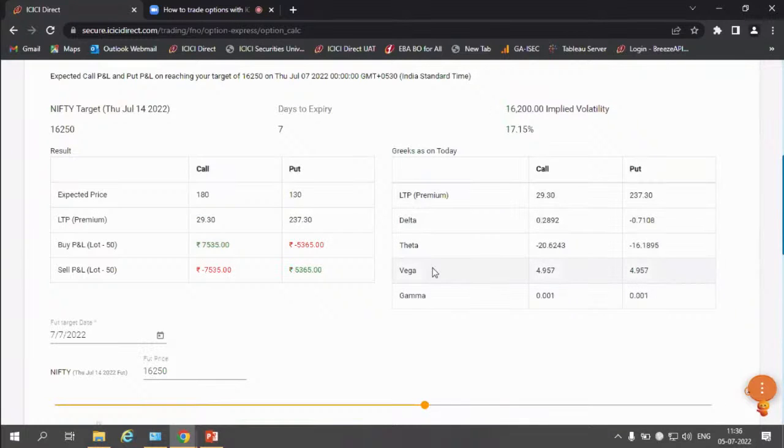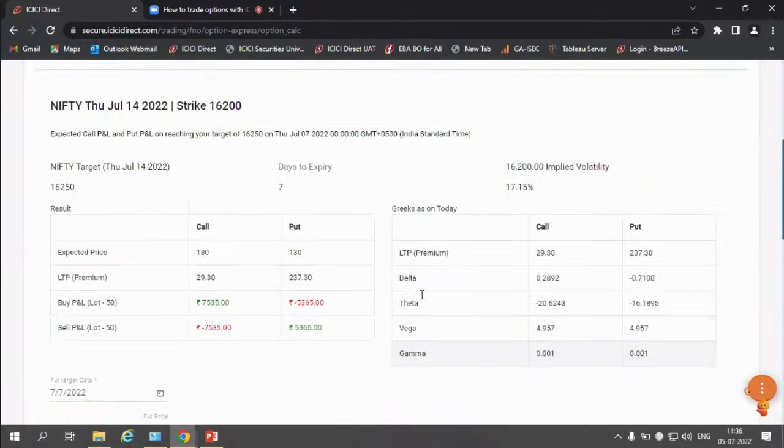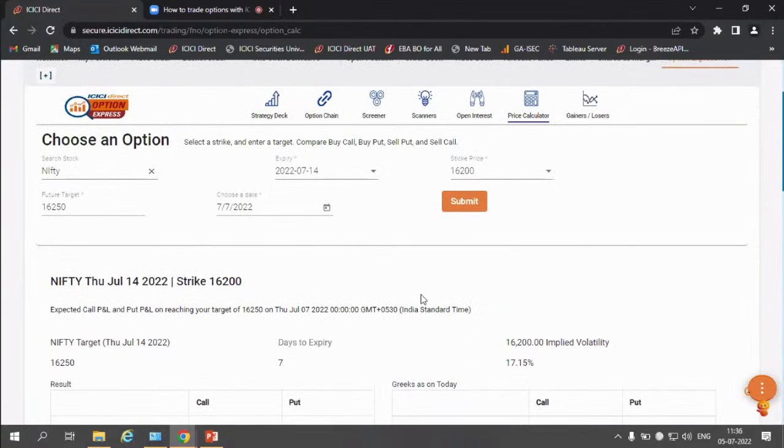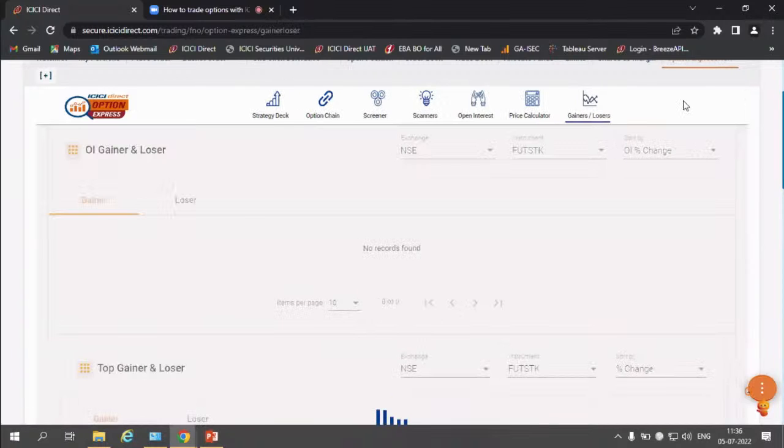And that's how you will be able to play with this options calculator, and you'll be able to predict beforehand, before taking the position, what sort of strikes you want to play with, and what sort of strategy you want to deploy in the market. So that was it for the price calculator. The last is gainers and losers.